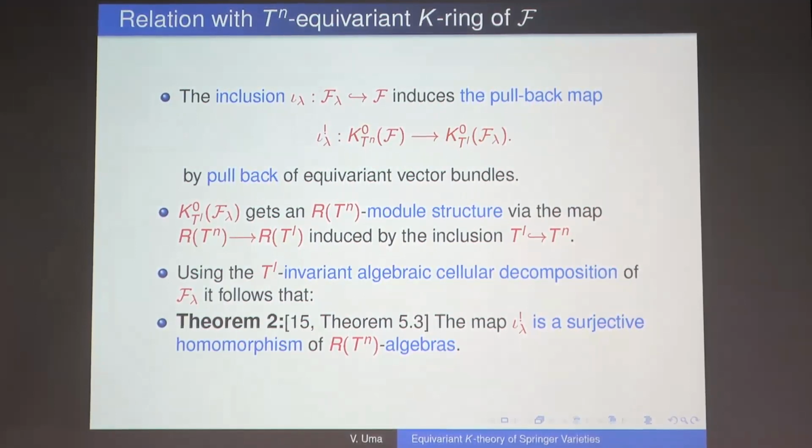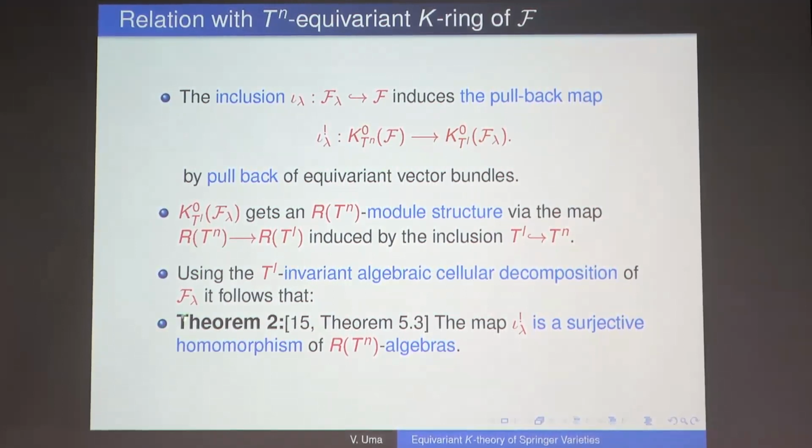This pullback. So again, using this cellular decomposition, which we know is the TL equivariant cellular decomposition, we can show that by the inductive argument, because there is a cellular decomposition for the flag variety and for the Springer variety, but the cells are intersections. So by an inductive argument, we can show that this map is a surjective homomorphism of RTN algebras by taking induction on the cells.